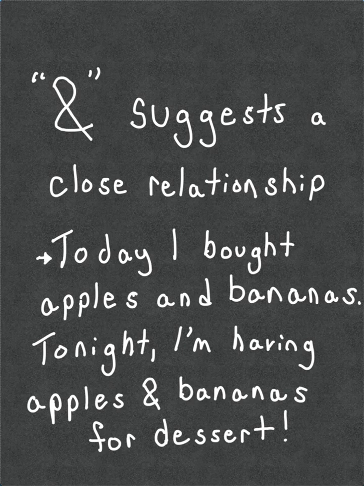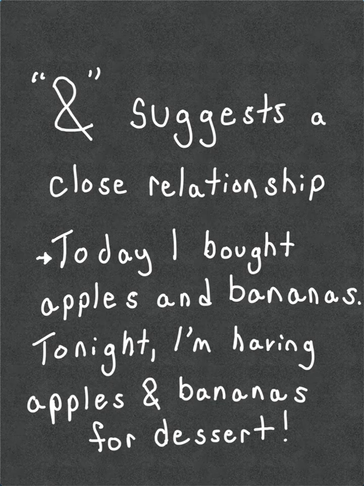I try to illustrate it in these sentences. Today I bought apples and bananas. Tonight I'm having apples & bananas for dessert. In that second sentence, instead of saying and, I put in the ampersand to show the reader that I'm slicing up the apples and bananas, putting it all together, and making it a dessert. It's become one entity. So again, informally, yeah, no problem. Just drop in the ampersand.